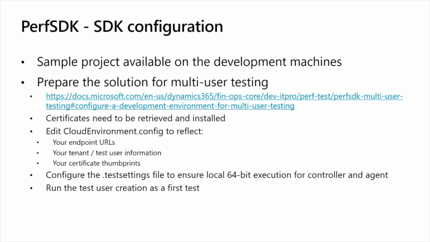So once all that configuration has been done, you can run the test user creation executable that is also in the PerfSDK directory to create your test users in the Finance and Operations apps instance. This is a good practice because it uses the same configuration to connect to your instance. So it's already a good test to ensure that your configuration is correct.